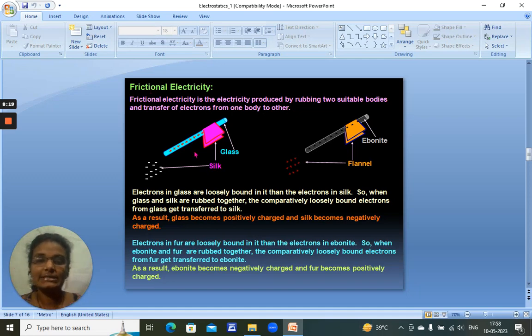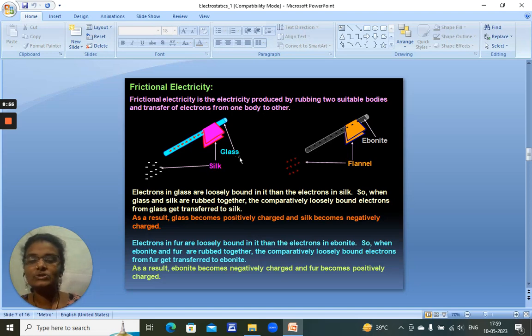So what is frictional electricity? For that, let us see how electric charges are transferred through 2 examples. As you can see, the first picture shows a glass rod, which is blue in color, and it is rubbed with a silk cloth, shown in pink color here. In the second case, there is another rod, an ebonite rod, and a fur cloth, flannel being an example of fur cloth, which is rubbed with the ebonite rod. 2 cases arise.